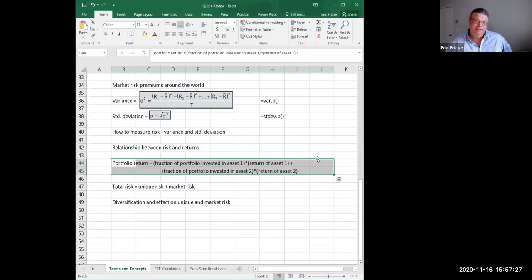And so the key then for this is you have to figure out what's the percentage of your portfolio that's invested in asset one, in asset two, and asset three. So we'll have an example on that problem that's a little different than the way your homework was. So hopefully that'll keep things interesting.